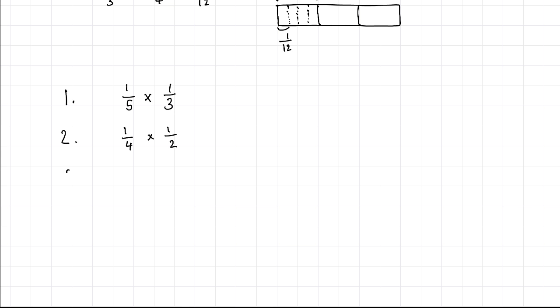And one more. Let's have 1/3 times by 1/5. Okay, so you can see that this and this will actually give the same answer, but your diagrams will be different, and I want to see the 2 different diagrams for these. So answer these questions and then bring that to the lesson.